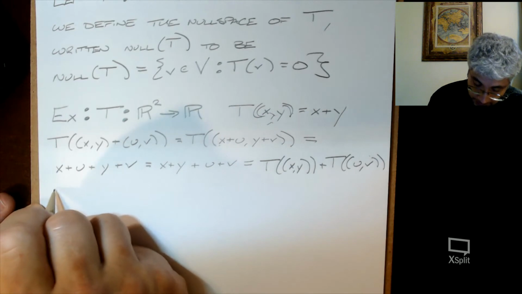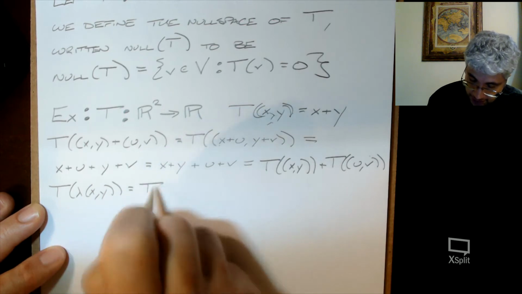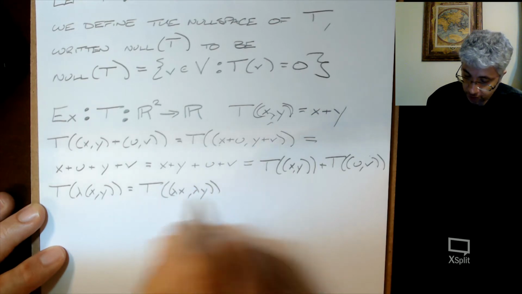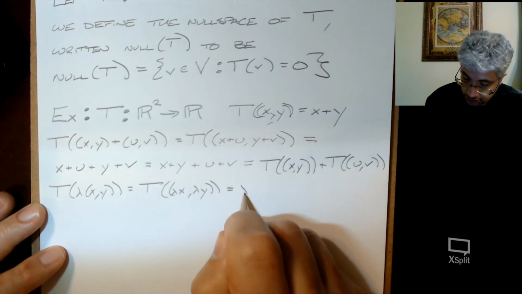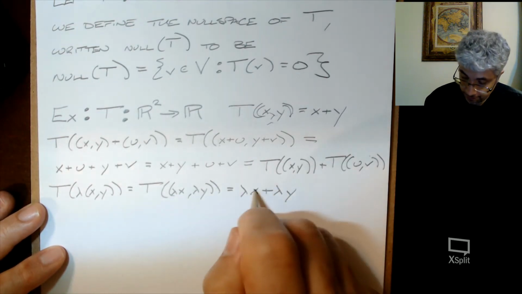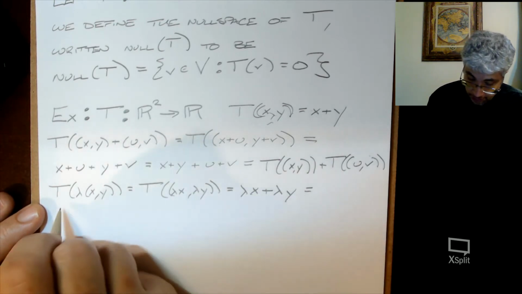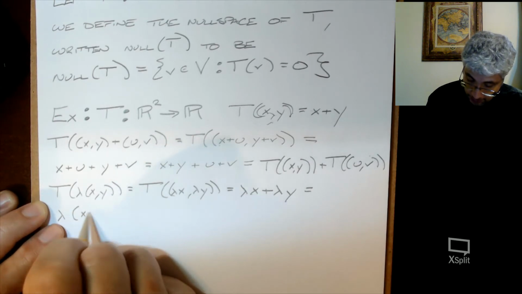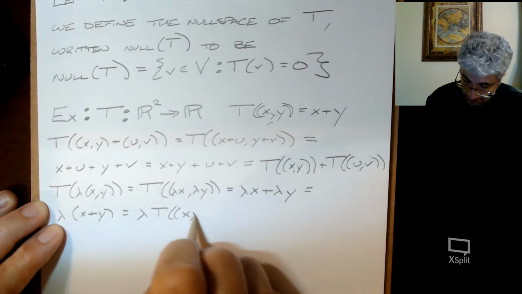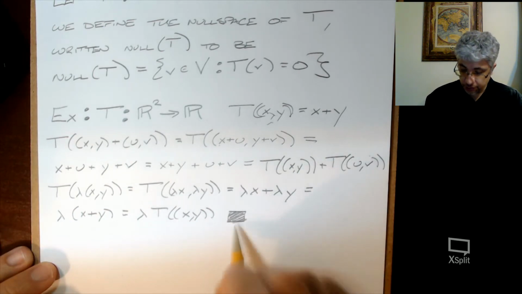What about scalar multiplication? Well, T of lambda (x, y) by definition is T of, because this is on the inside, it has to happen first, (lambda x, lambda y). Now what does T do? It adds them. So let's do lambda x plus lambda y. Okay, so what is this equal to? Well, this happens to be equal to lambda of x plus y, which is lambda times T of (x, y). So I didn't say we were proving it, but we just proved that T is linear.